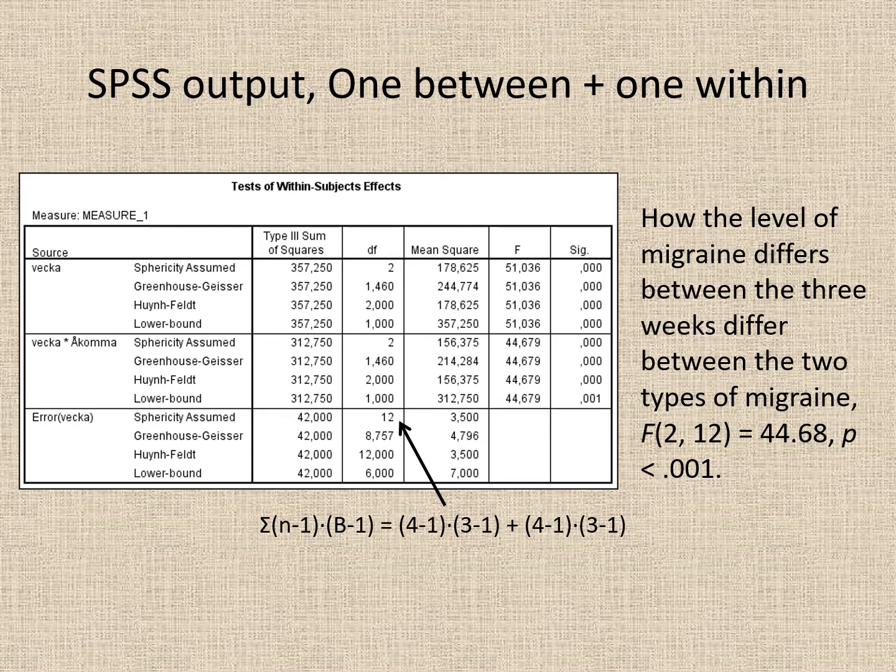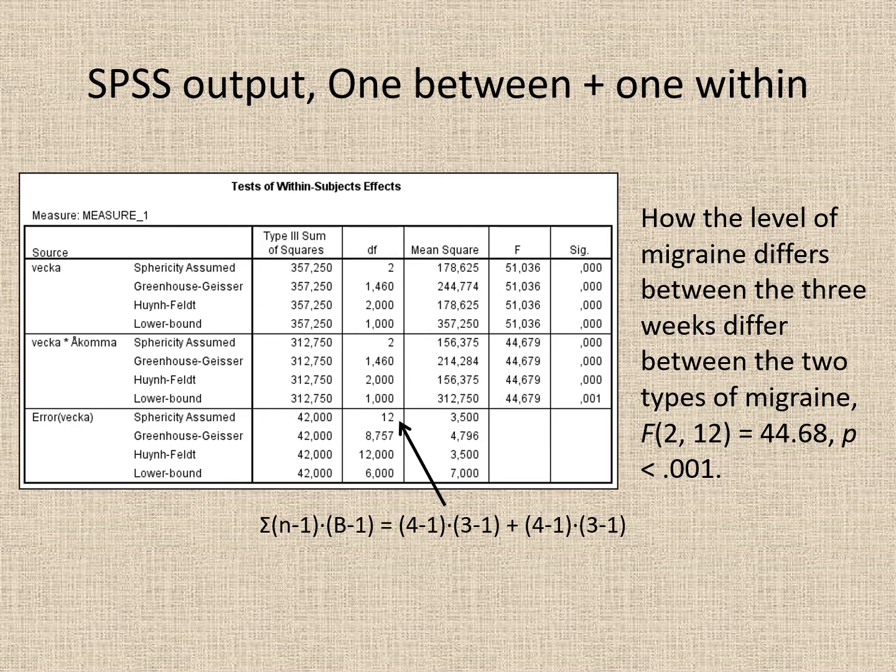We have a significant interaction. It could be analyzed in 2 different ways. We could look at the effect of type of migraine on the average level of migraine separately for the 3 time points. We could do that with a t-test, for instance. 3 separate independent samples t-tests.